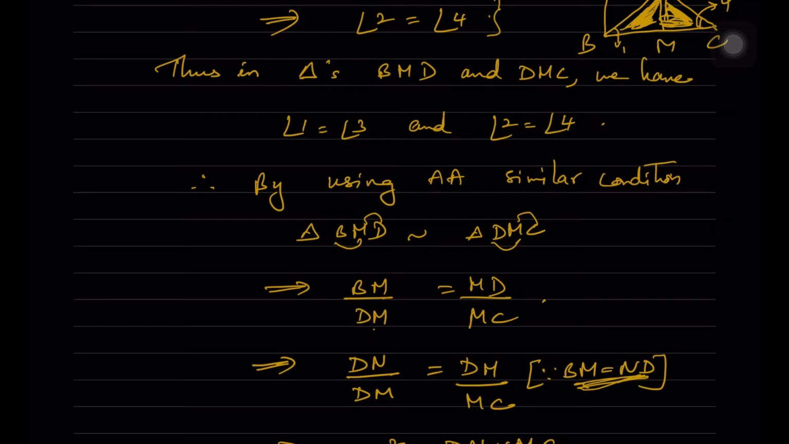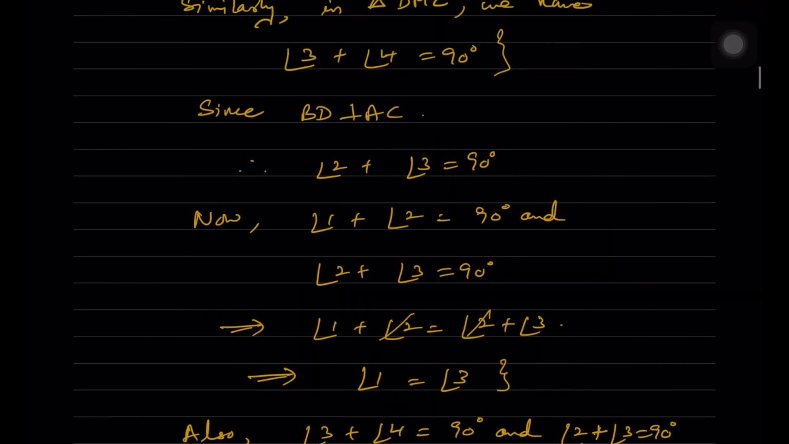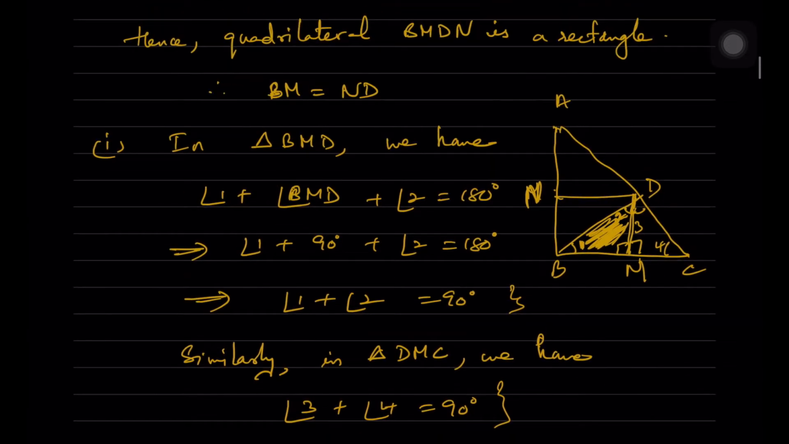So using the similarity criterion, since the two triangles are similar, the sides are proportional. What are the two sides we are considering? Just look at this triangle, in order. We are taking BM by DM, the first two sides, which is equal to MD by MC. Now MD can be written as DM, and BM is equal to DN, which we proved previously.